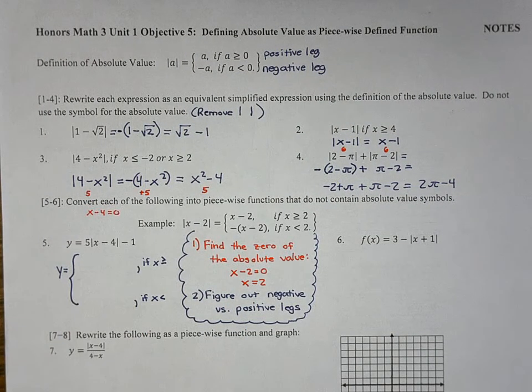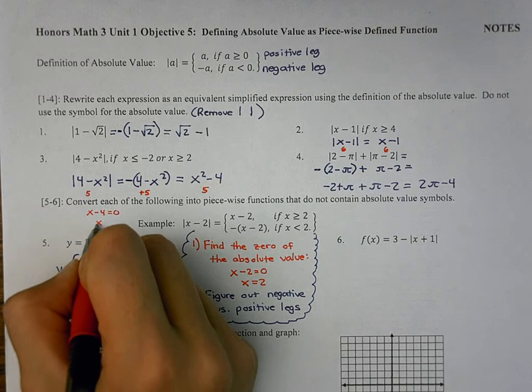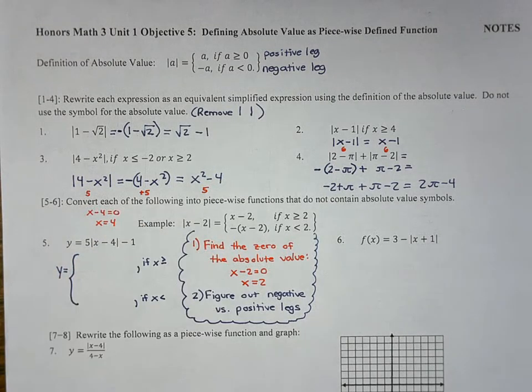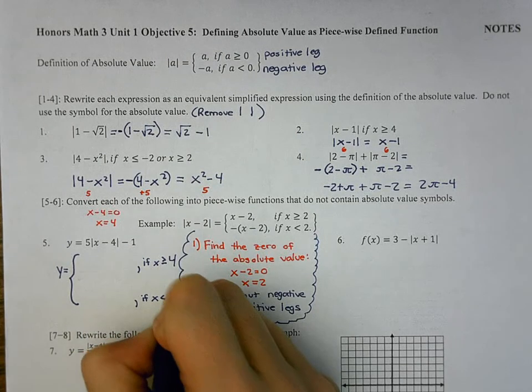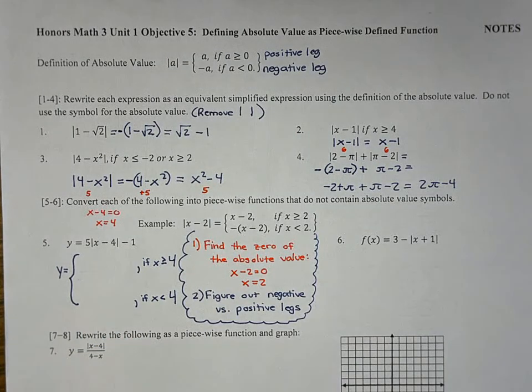And so your 0, adding that 4 over, would be 4. Okay, that's step 1. Step 2, figure out the negative versus positive leg.